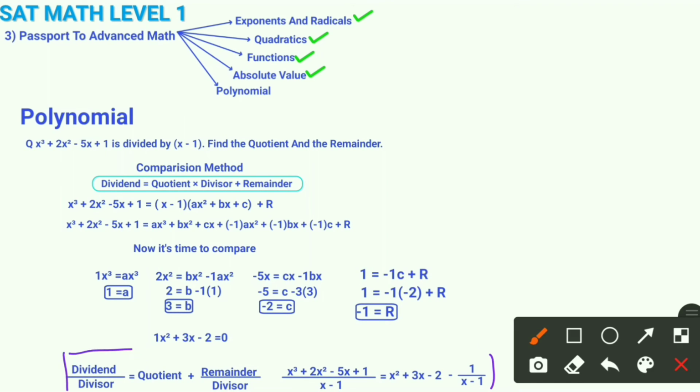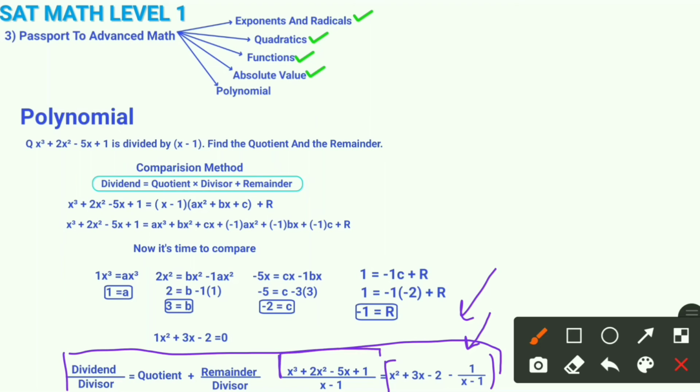You guys must remember this sequence, the way it is written, because you will always get these kind of questions literally. So you need to remember the way I'm doing this. So: quotient plus remainder upon divisor. This is how you need to write it.